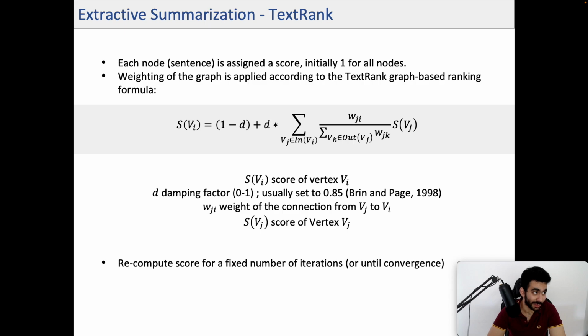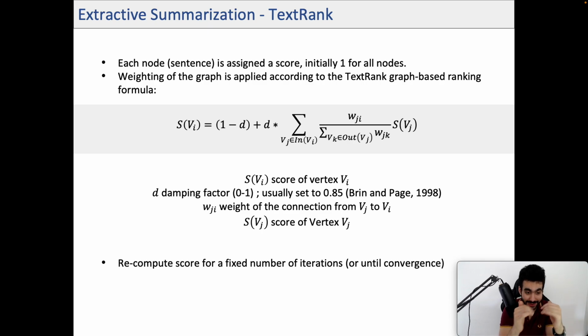An iterative algorithm where each node sentence is assigned a score. Initially, it's 1 for all the nodes. Then the weighting of the graph is applied to the graph-based ranking formula. Here, the formula is denoted as the score of vertex I is equal to 1 minus d plus d, which is actually a damping factor set to 0.85 in the original PageRank paper. And then we are multiplying by sigma for all the vertices which are pointing in to vertex I.